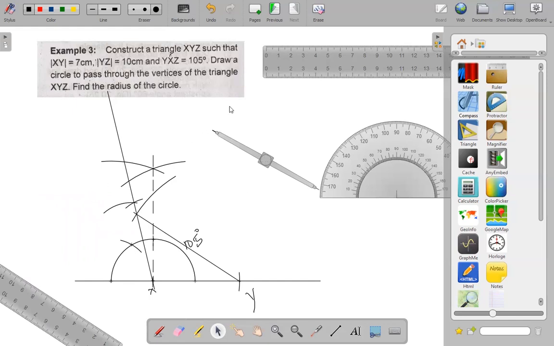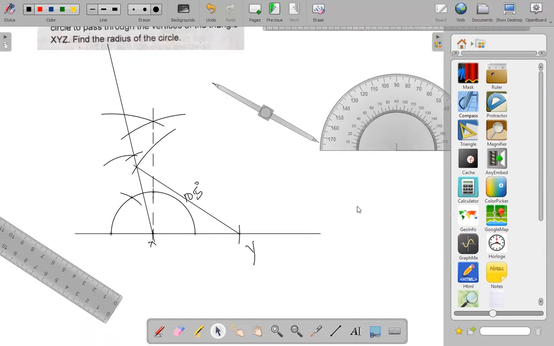Now the next instruction says draw a circle to pass through the vertices of the triangle XYZ. Find the radius of the circle. In other words, this triangle should be inscribed within the circle, and they say it should pass through the vertices of the triangle. And how can we do that?